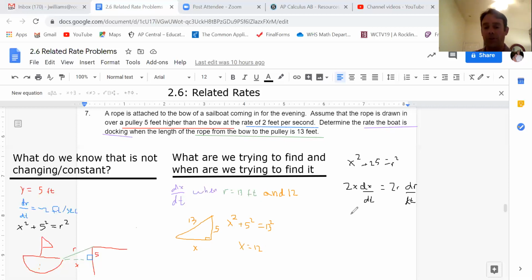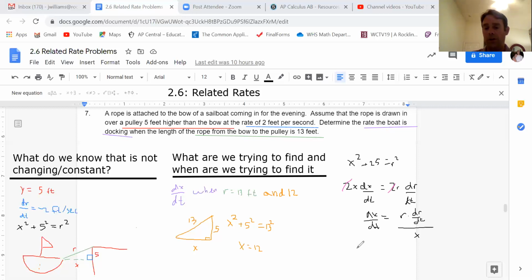So I'm going to divide out the 2's. They're gone. I'm going to get dx/dt by itself. And when I get it by itself, I'm left with r times dr/dt divided by the x. So again, just so we see it here, I saw that they both had a 2 on both sides, so I just canceled them out.